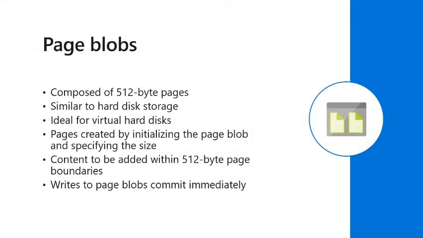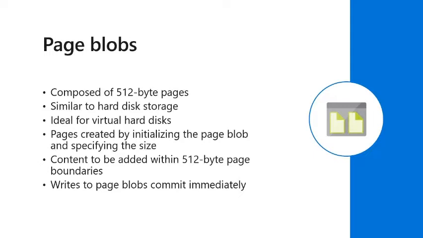And then there is page blob. Page blobs are a collection of 512 byte pages that are optimized for random read and write operations. They are like hard disk storage and are ideal for virtual hard disks. To create page blobs, you initialize the page blob and specify the maximum size the page blob will grow.